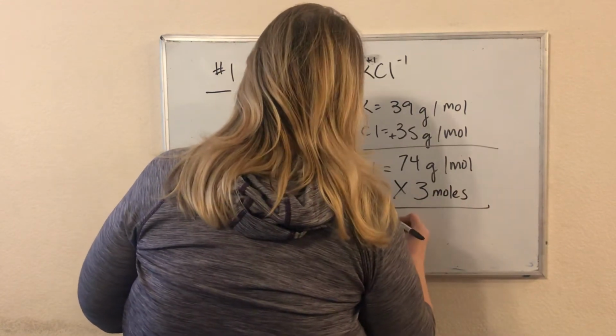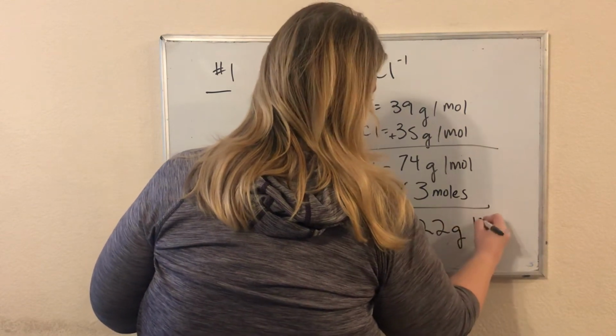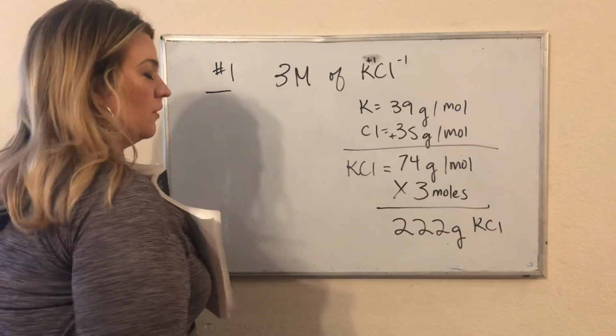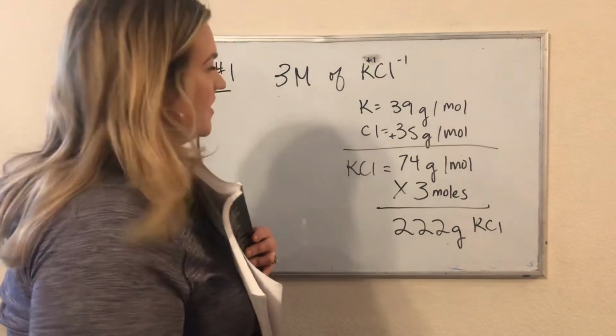And the answer is 220 grams of KCl that we need to add to 1 liter of water in order to get a 3 molar solution. It's pretty simple.